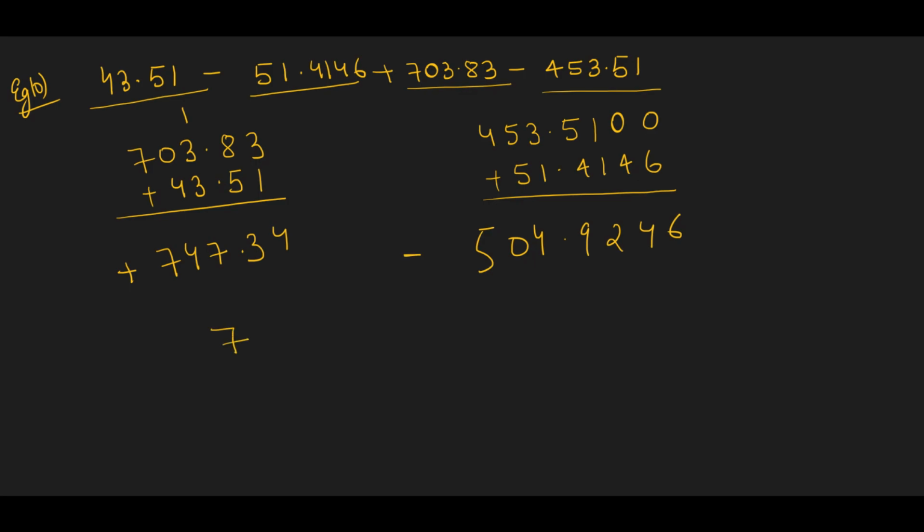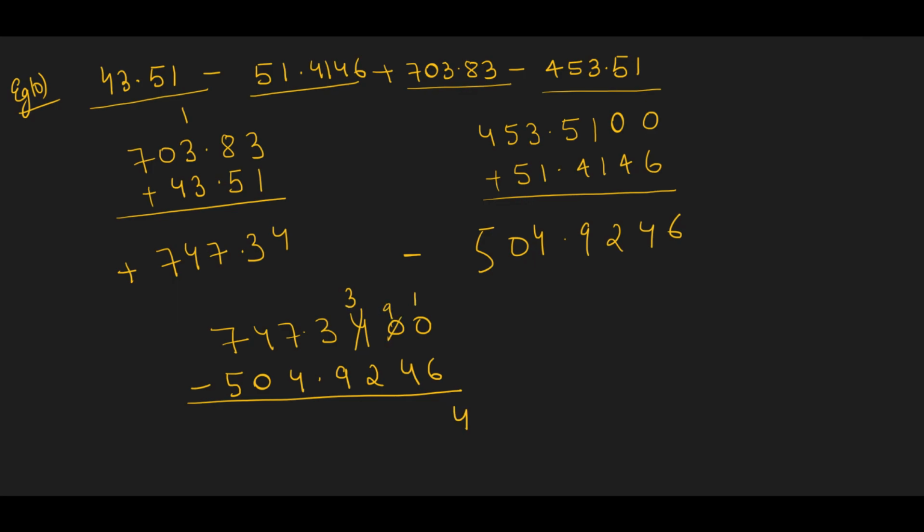Now 747.34 minus 504.924600. Here, children, you will subtract them. Previously we have discussed how we subtract. So 10 minus 6 is 4, 9 minus 4 is 5, 3 minus 2 is 1. Then you will carry, this will be 4, this will be 2, 4, 2. So 242.4154. This is your answer.